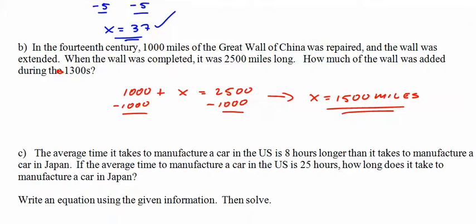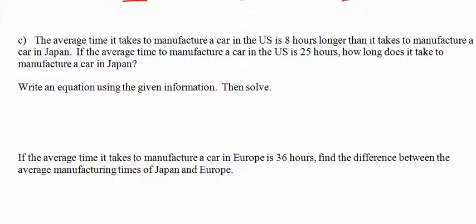The average time it takes to manufacture a car in the U.S. is 25 hours, which is 8 hours longer than it takes to manufacture in Japan. I dispute that fact. I think that's nonsense, but that's just me. Write an equation using the given information to find out how long it takes to manufacture a car in Japan. 25 plus 8 equals x. Why do we use x? It's a nice number. My bad. Minus 8. So in Japan, we see they take 18. Try again. This is why we check. 17 hours to make a car.